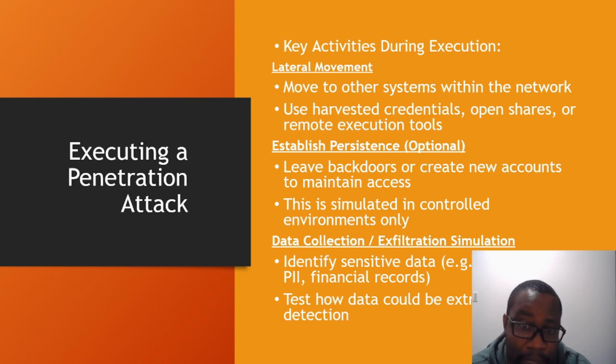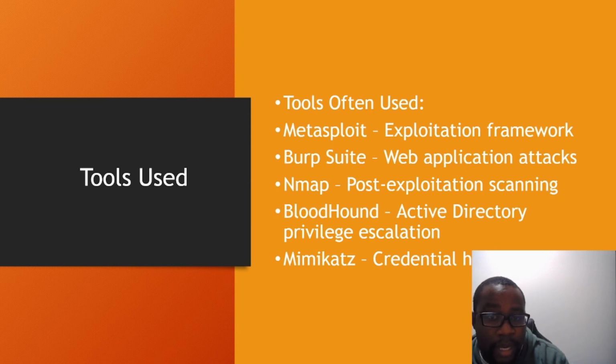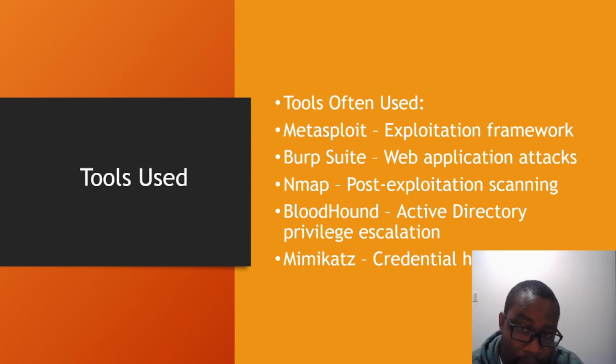Then data collection, as I mentioned before, exfilling data, all that good stuff. And then the tools, as I mentioned before, your Metasploit, your Nmap, Burp Suite, Bloodhound, Mimikatz. So just to go through it, because I know my little picture is probably blocking it. Metasploit is an exploitation framework. Burp Suite is for your web application attacks. Nmap, one of the most famous ones, is for post exploitation scanning.